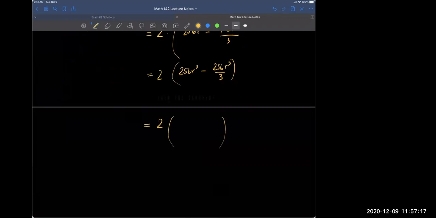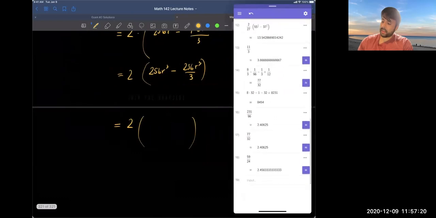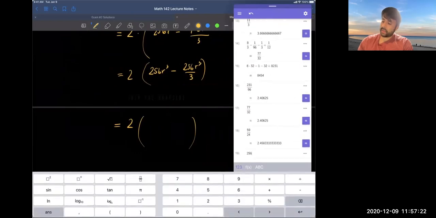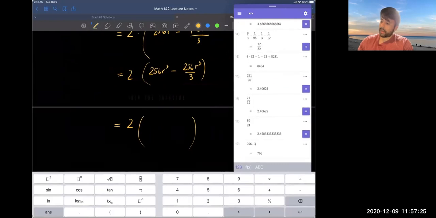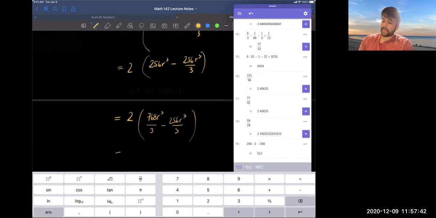And then what do I get? I get 256 multiplied by 3. That's 768. So 768 r cubed over 3 minus 256 r cubed over 3. And this is minus 256 is 512. So this is 2 times 512 r cubed over 3, which the result will be 1024 r cubed over 3.